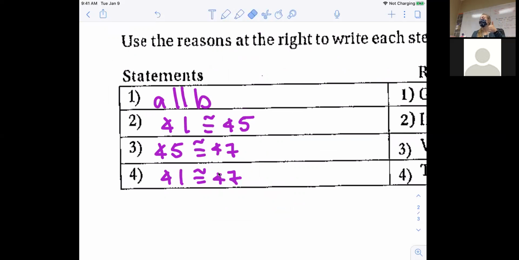Somebody in another class asked me, is it okay if I had written angle 5 is congruent to angle 1? Yeah, you're allowed to switch them. It's the commutative property. You're allowed to switch them between each other. That's fine. All right, moving on.